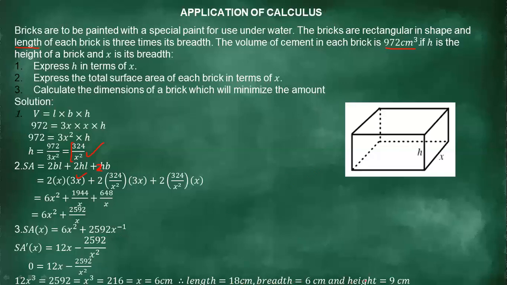The height, now remember the height, it was h equals 324 over x squared. So where you see x, you just substitute with what? With 6. Then it's going to give us 9 centimeters. So that is the dimension of the brick for which we are minimizing the amount. All right.